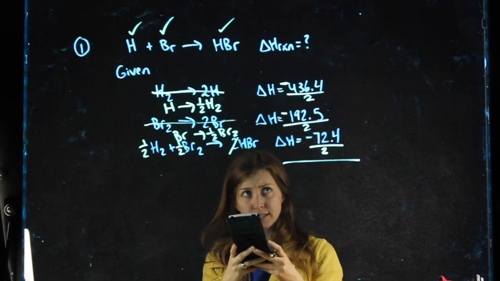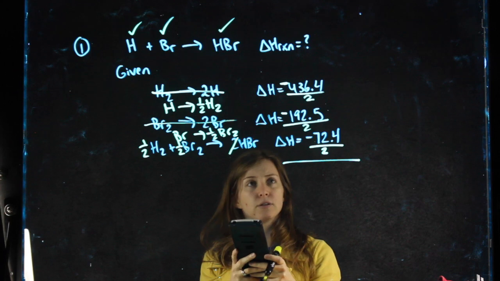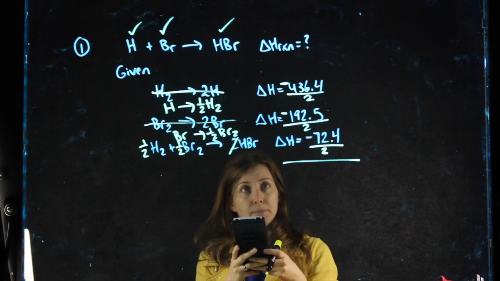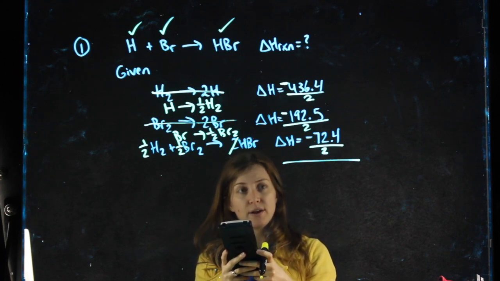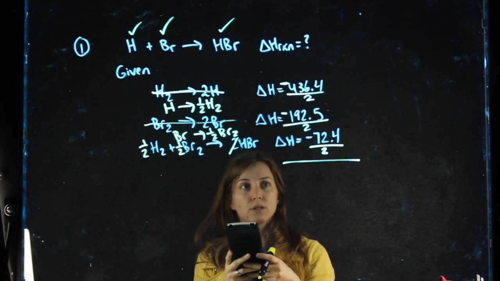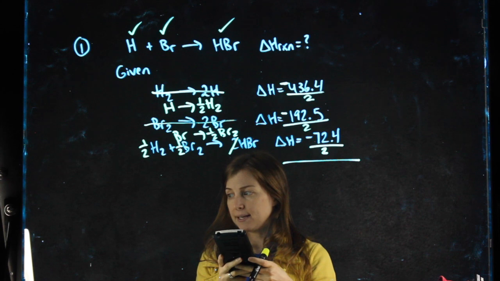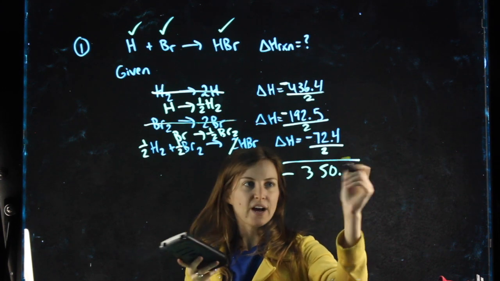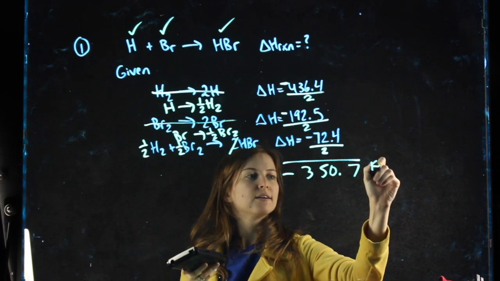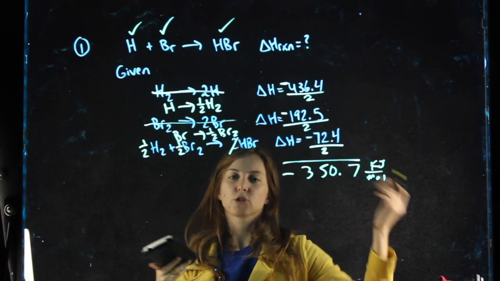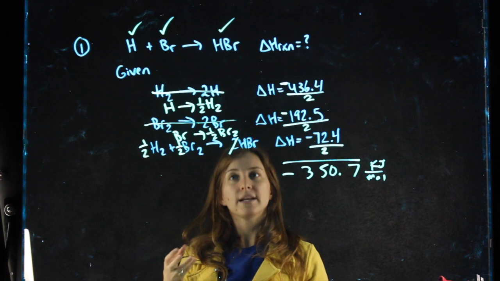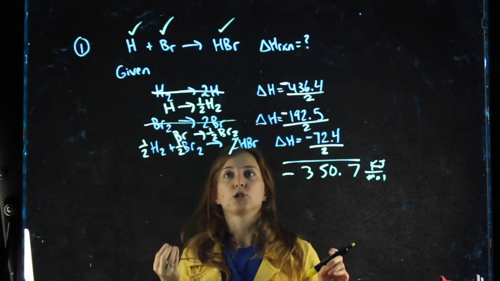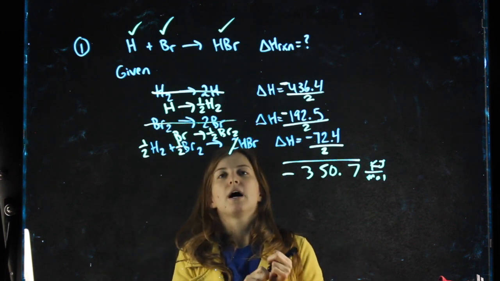So negative 436.4 divided by 2 plus negative 192.5 divided by 2 plus negative 72.4 divided by 2. I get negative 350.65. I'm just going to call that negative 350.7 kJ per mole. So we're done. If you wanted to add all of these up and double check it, you totally could.